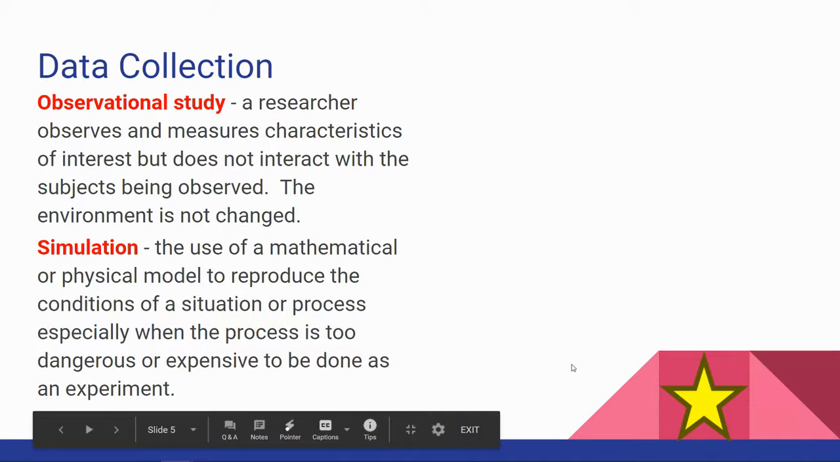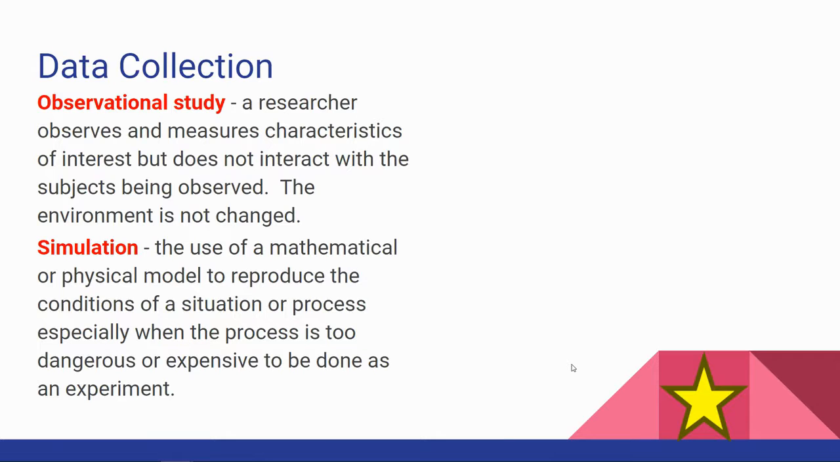The next one is a simulation. A simulation is the use of a mathematical or physical model to reproduce the conditions of a situation or process, especially when the process is too dangerous or expensive to be done as an experiment. An example of this would be creating a game that would simulate a virus being spread across the world.